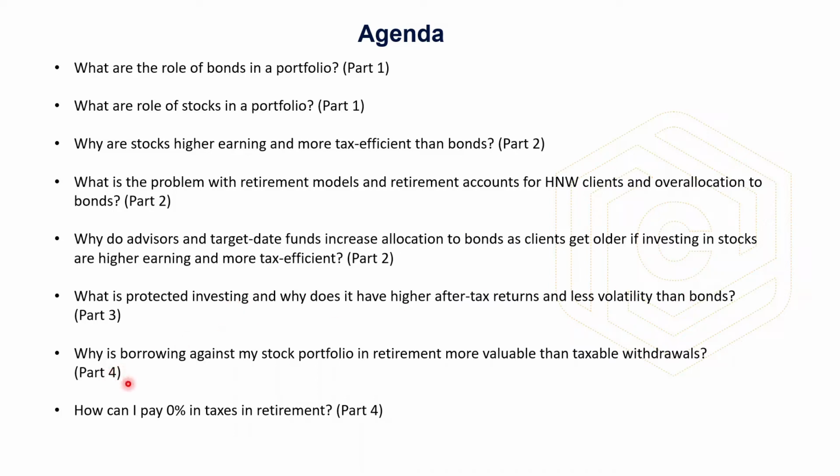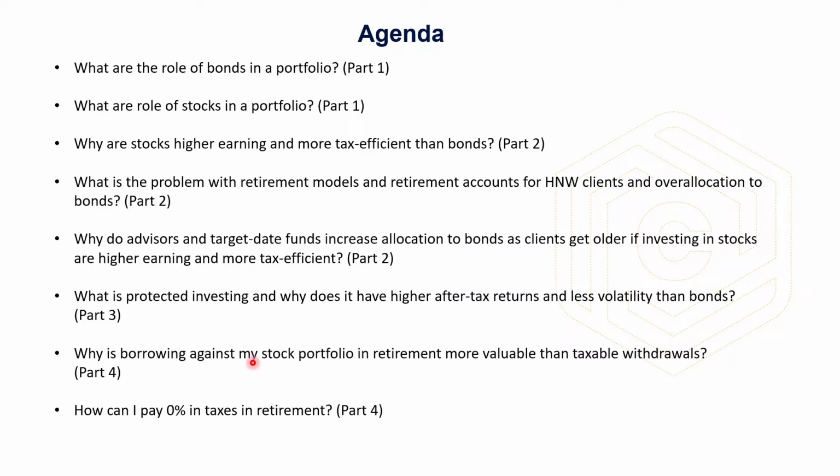And part 4 is probably the most interesting part of the presentation and something that everyone should be utilizing: why is borrowing against my stock portfolio in retirement more valuable than taxable withdrawals? And so this is going to be a key element because if you're looking to retire early or maximize the wealth you pass on to beneficiaries, this is a key component because the traditional retirement model of over-allocating to bonds lowers returns, increases taxes, and then when you take taxable withdrawals, it really creates a lot of drag, as we'll be seeing in our case example.